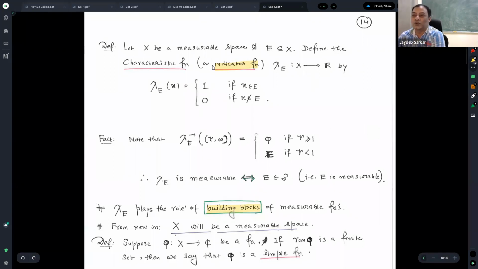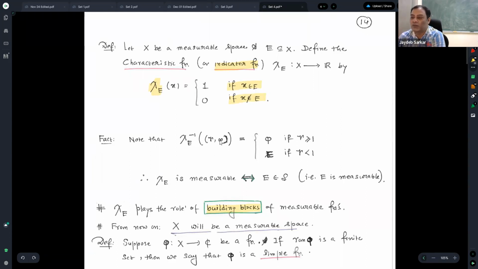All right, so the indicator function is defined by chi_E. So this is the notation: at the point x it is 1 if x is in E, and 0 if x is not in E. Okay. So note that chi_E inverse. Again, if you go back to the definition of the inverse image, of (r, infinity), r open and infinity closed.